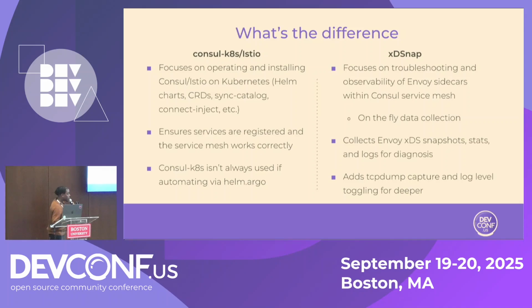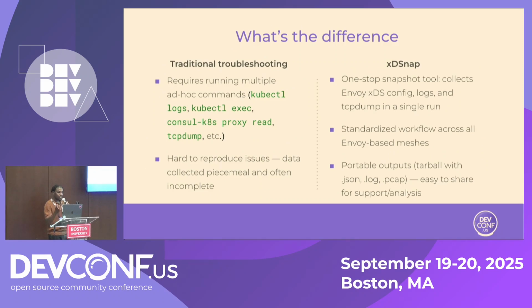xDSnap is supposed to be a troubleshooting tool specifically meant for getting your stuff on the network. And I want to make iterations of that, making sure that you can get all the on-the-fly data collection. And this just doubles down on, you know, traditional troubleshooting. You're getting these commands. You might have it in Slack. You might have it in your tickets. You remember to get it. But I want xDSnap to be able to standardize that, which it does today.